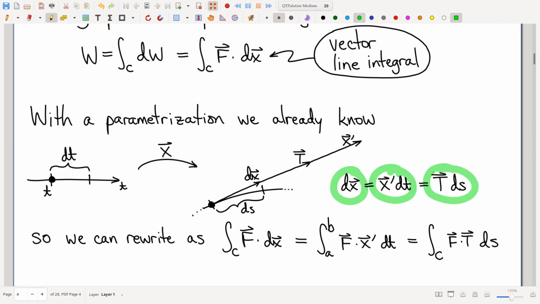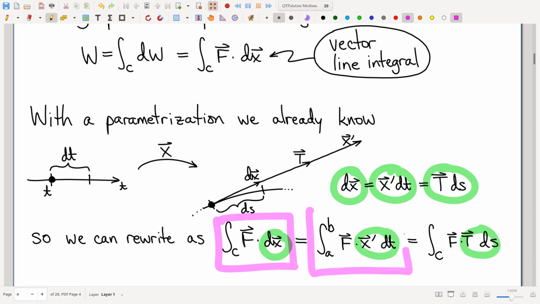rewrites of the dx vector. Right? So this dx, okay, well, I can write it as x prime dt, or I can write it as capital T ds, whatever. And there it is. Right? So when you want to compute, for example, the amount of work that it takes to blah, blah, blah, and you write down a vector line integral, how are you going to compute that vector line integral? Well, here's your formula. Right there.